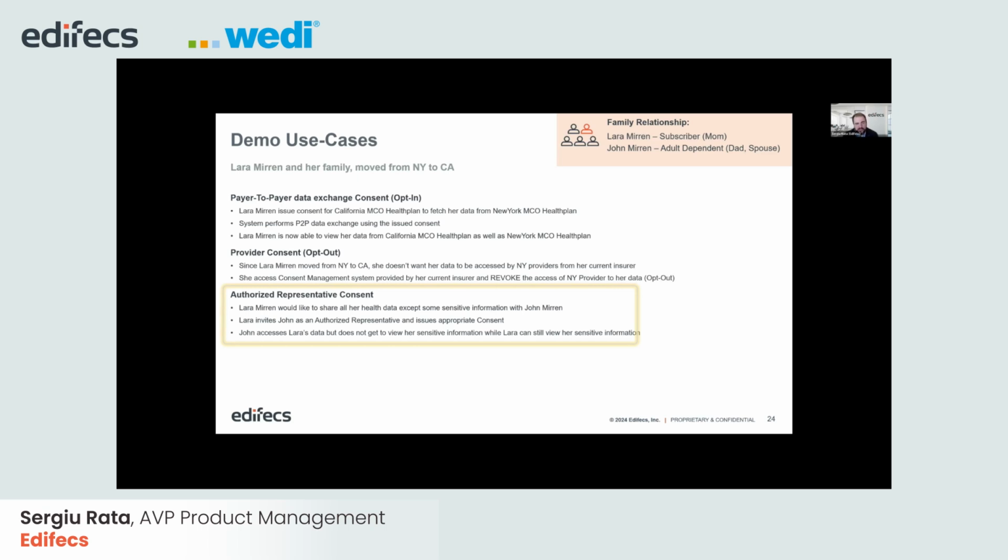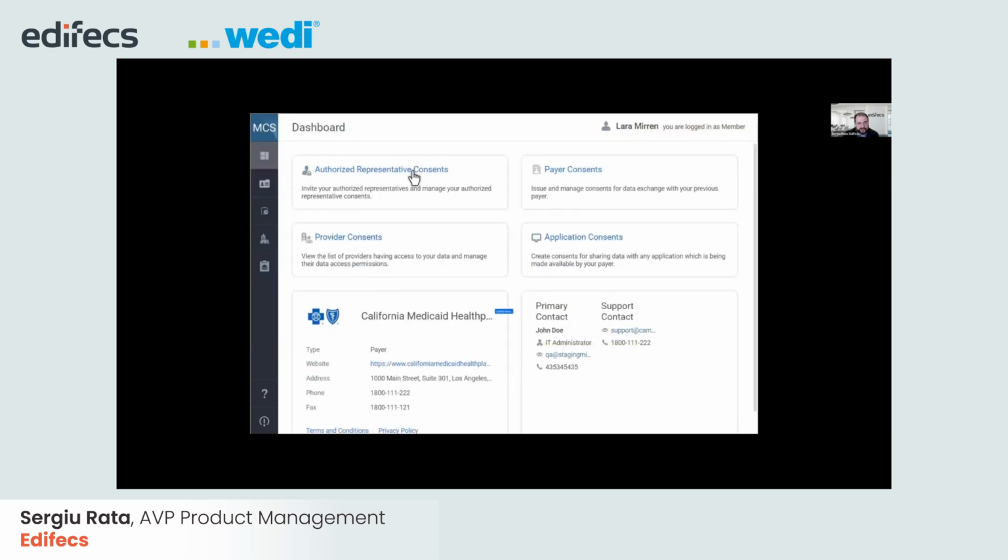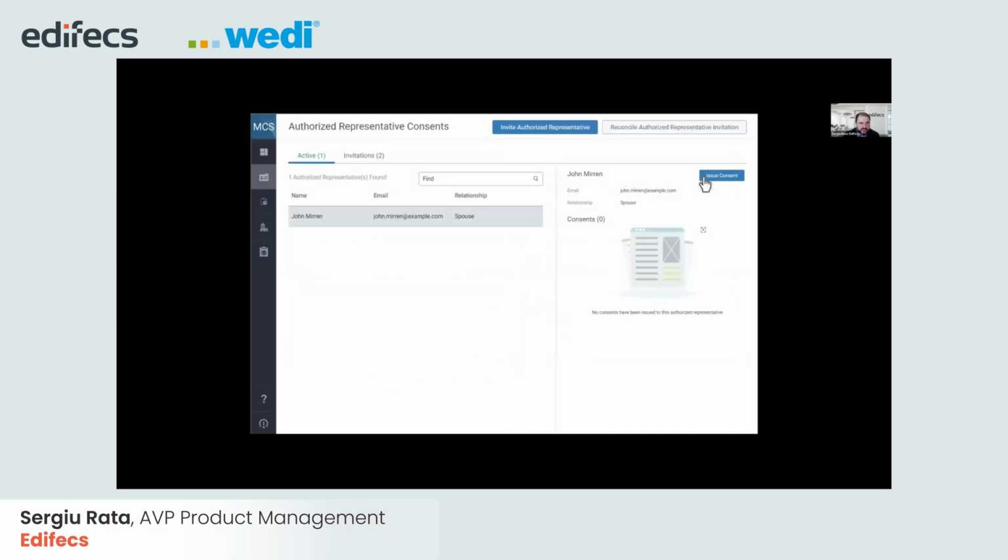So again, I will start the demo with Lara. She is in the consent management UI. And this time on the dashboard, she would choose the authorized representative consents. She would click here, and here she already sees John Miran, the spouse. One authorized representative is found.